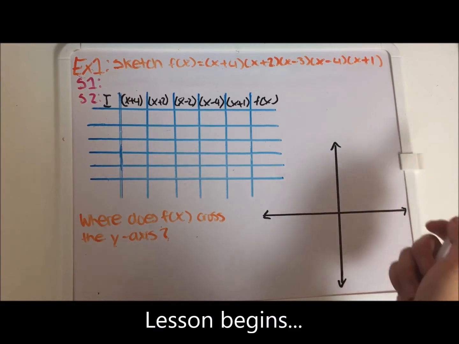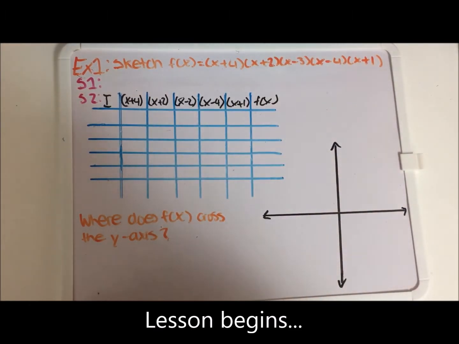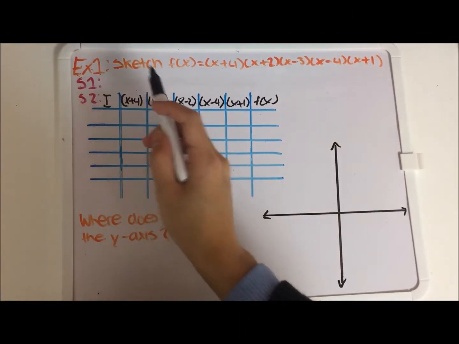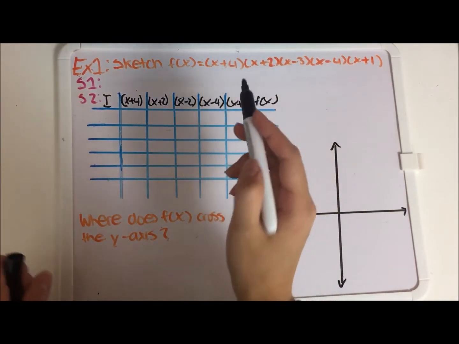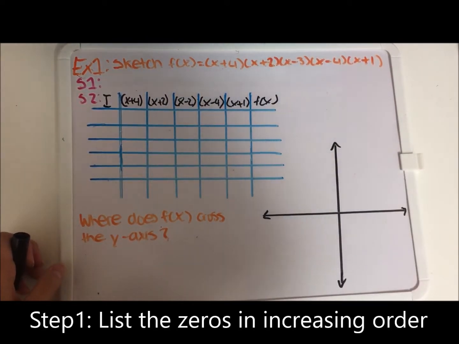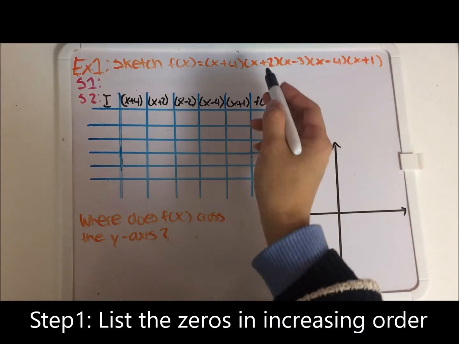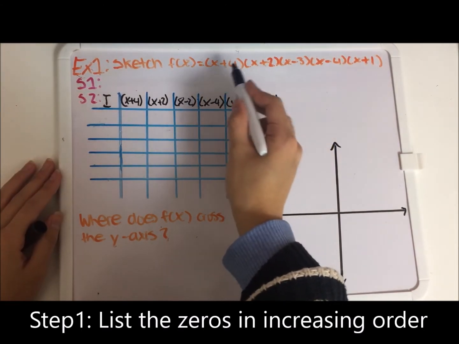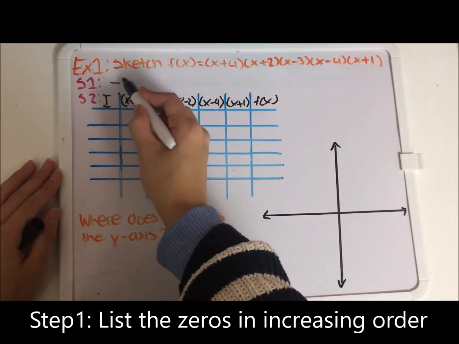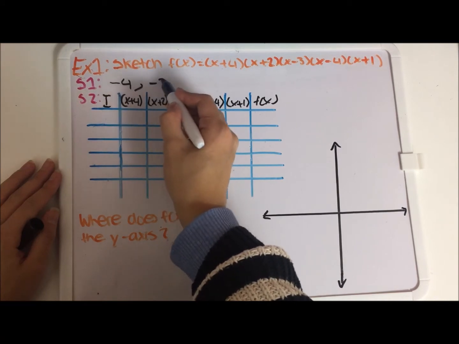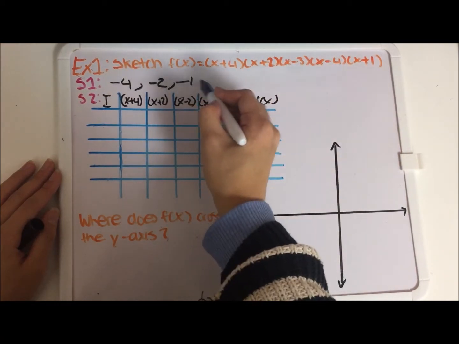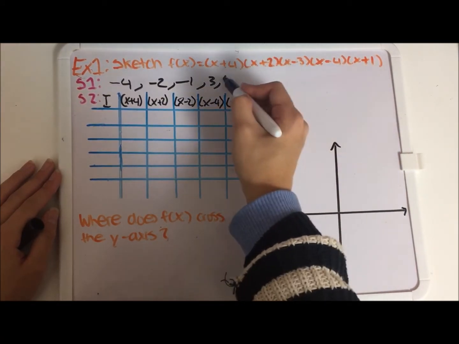After getting all the basics down, finally we'll begin our lesson for today. Example 1 asks you to sketch this function. The first step I'd say is to list the zeros in increasing order. Starting from the lowest, remember the number lies in the bracket. So -4, -2, -1, 3, and 4.